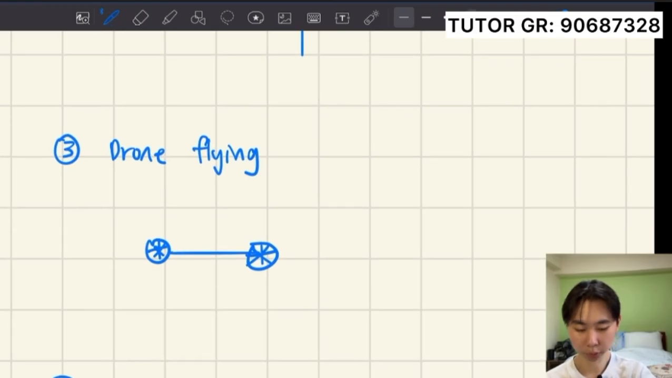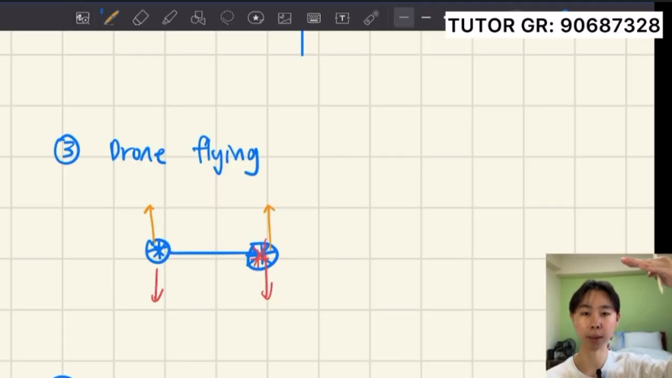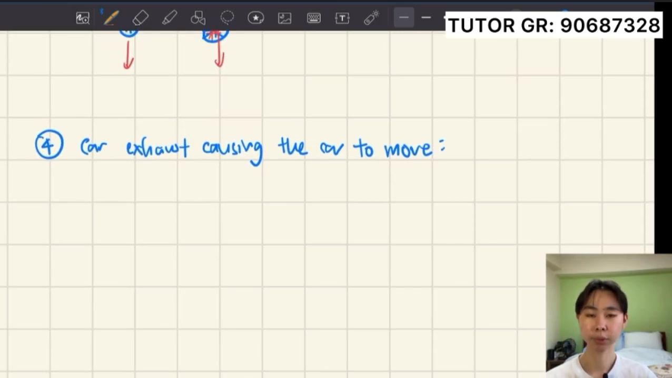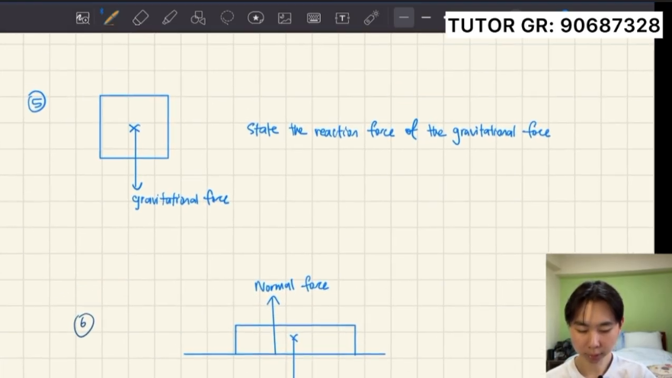Third scenario, let's say I have a drone flying. How does your drone flying even work? Your propellers will exert a downward force on the air. As a result of this downward force, the air will exert an upward force on the propellers, causing your drone to go upwards. Last one, car exhaust. Your exhaust pipes will exert a backward force on the air, and then the air will exert an equal but opposite forward force on the car, causing the car to go forward.